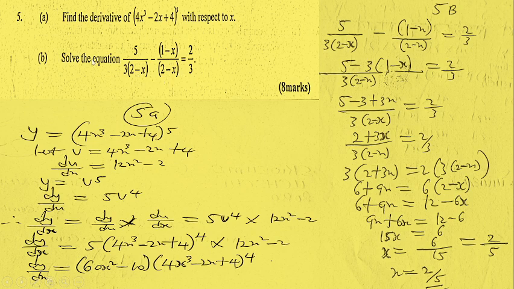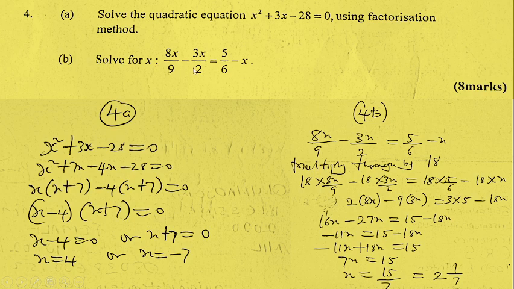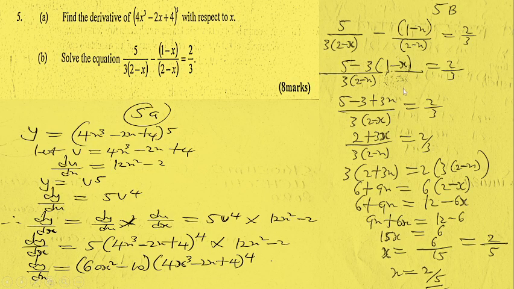Just like the question we just solved, where we found the LCM so that we can clear the denominator and make the work easier for us, the same thing we can apply here. We can find the LCM of 3, 2 minus x, 2 minus x, and 3. Now, who can tell me the LCM of this?